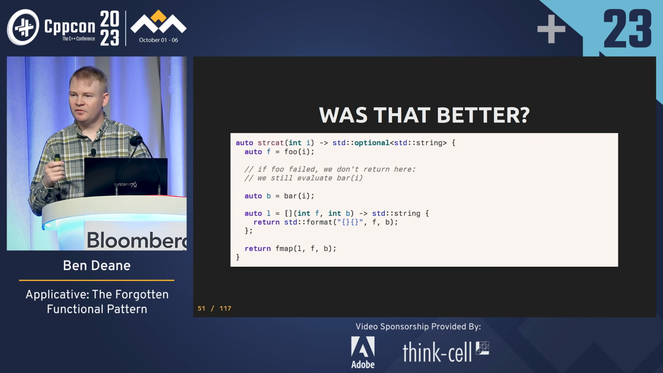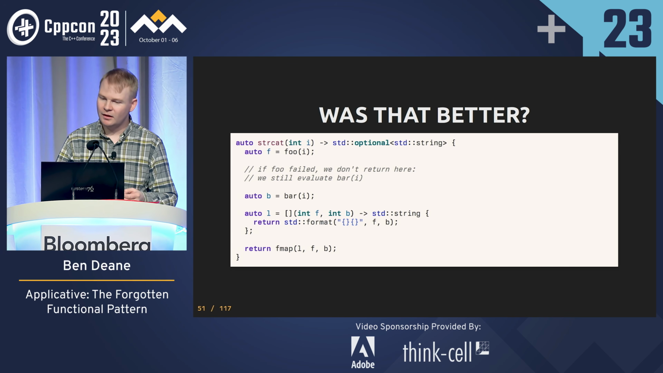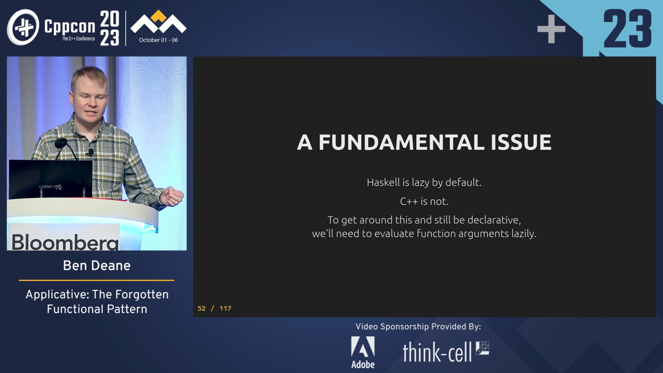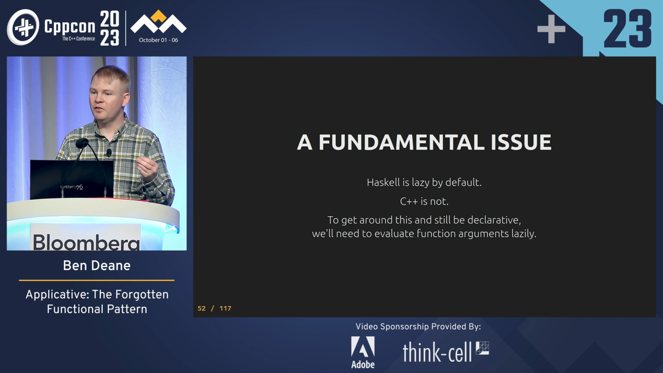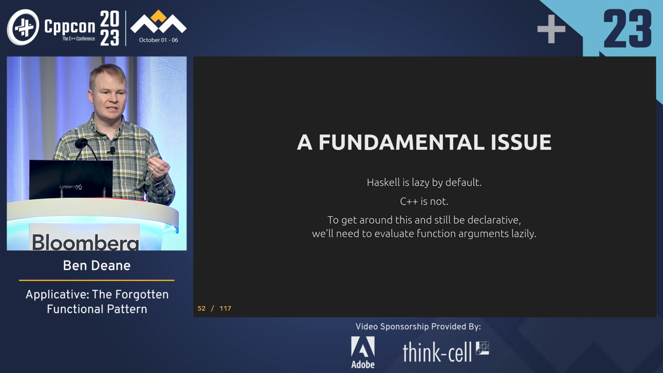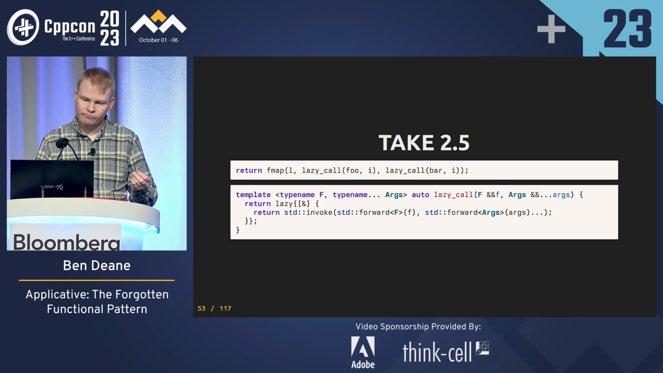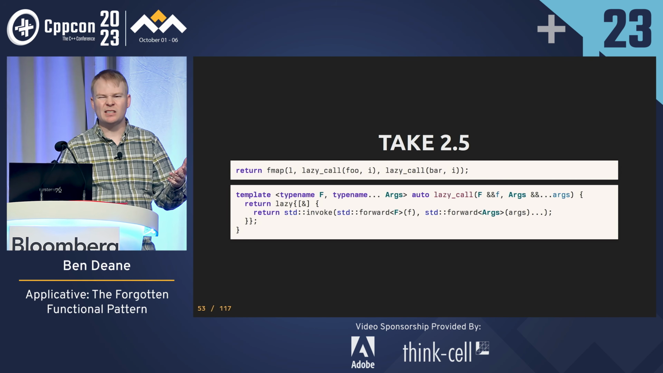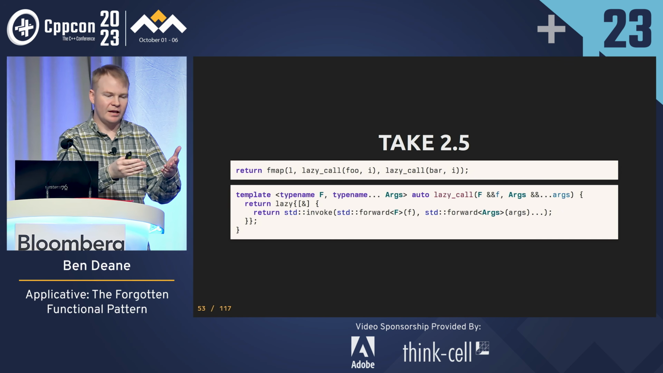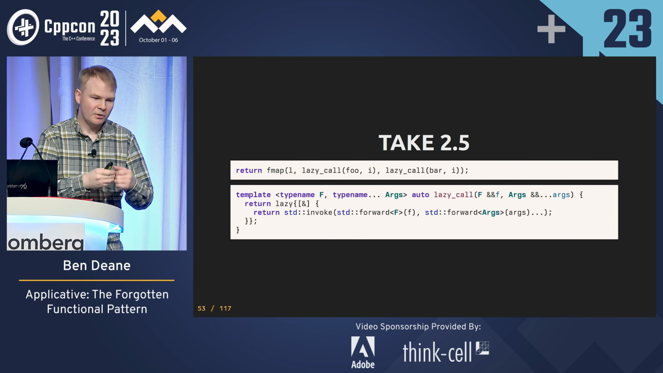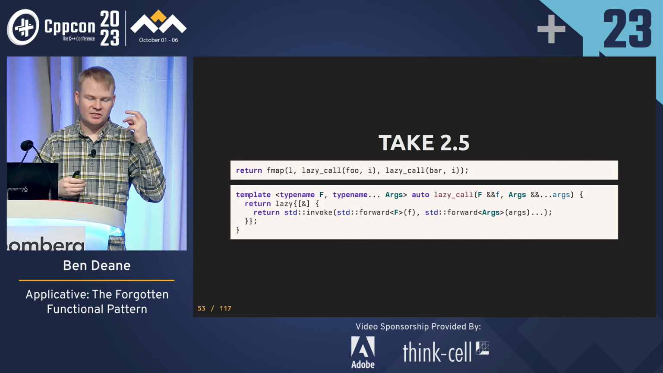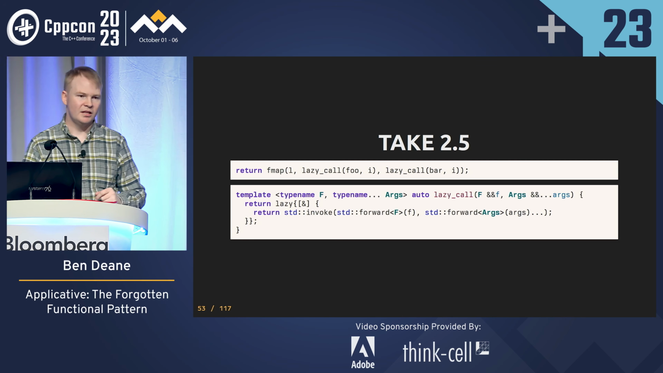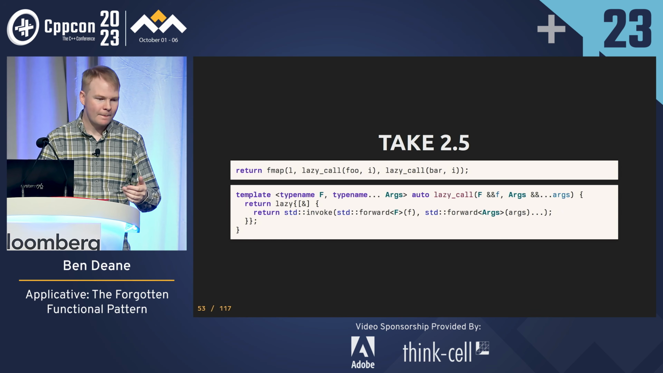Well, to fix this, we are going to need lazy evaluation. Haskell gets this for free, it's lazy by default, but C++ is not. So we need to figure out a way to evaluate function arguments lazily. Well, what I want is for the call site, I think the best thing we can do in C++, is for the call site to look like the top line here. So I'm going to call fmap, and I'm going to say, give me a lazy call of foo with i, and give me a lazy call of bar with i, right? And so I need some machinery to make that work.